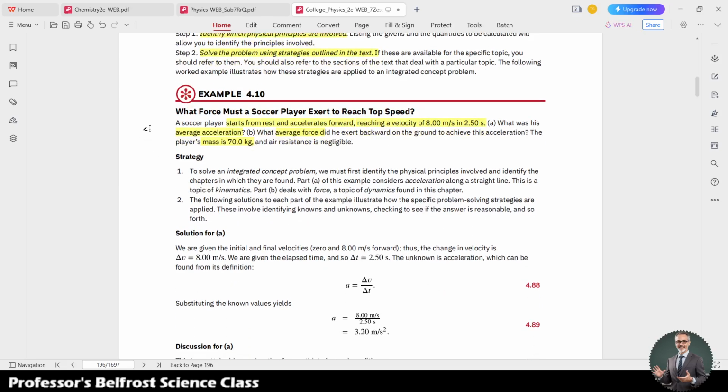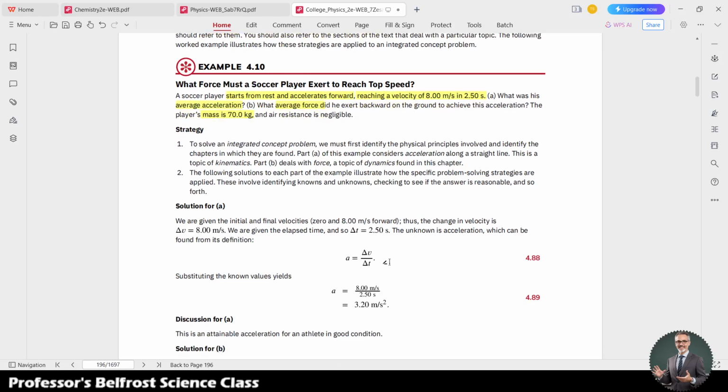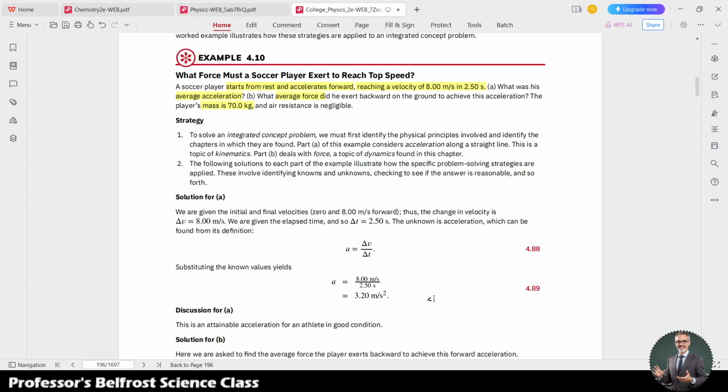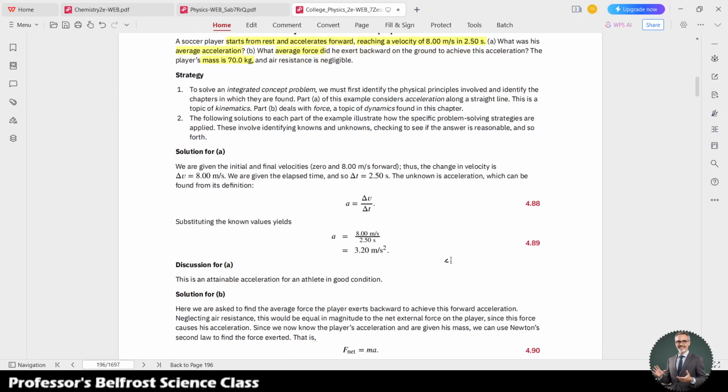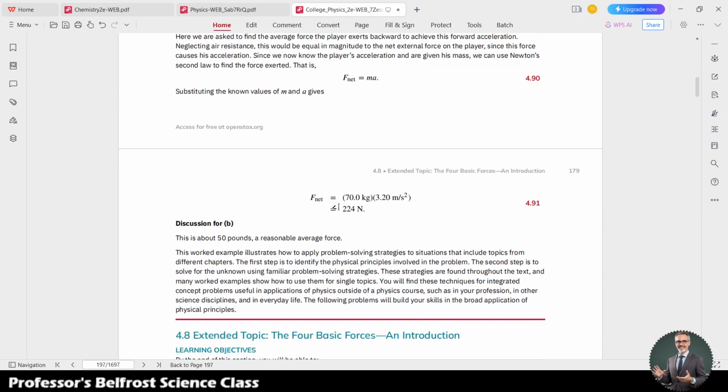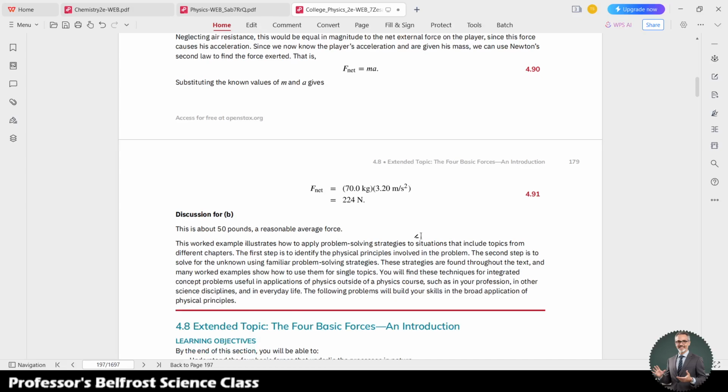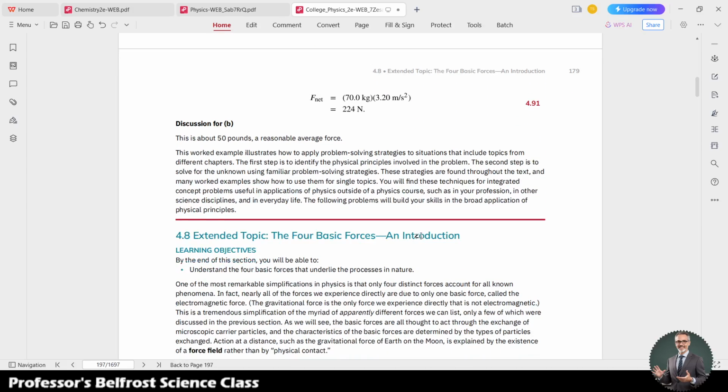So acceleration is very straightforward. You need the final velocity and the initial velocity, and also you have the duration. And it is just delta v over delta t, so you get 3.2 meters per second squared. Okay, and how about the average force? Average force is ma, so 70 times 3.2, and it is 224 newtons.